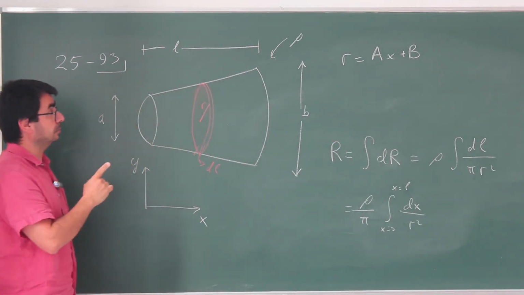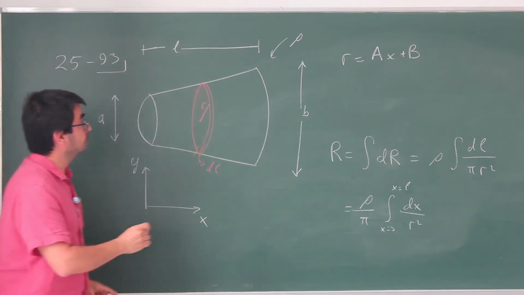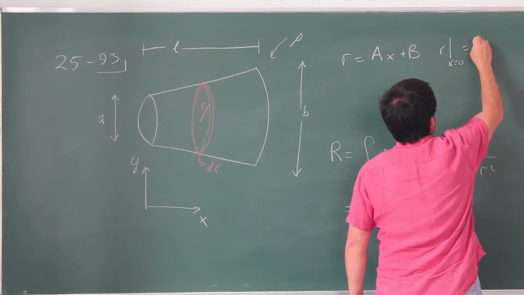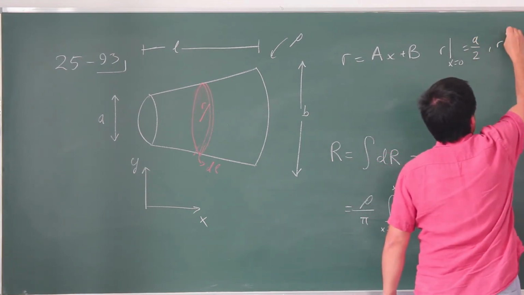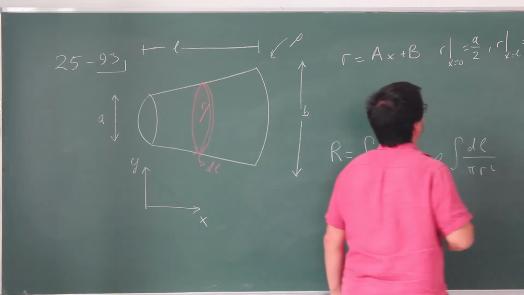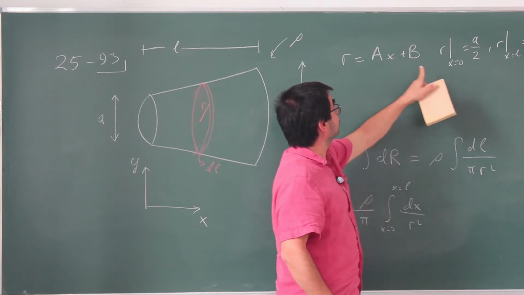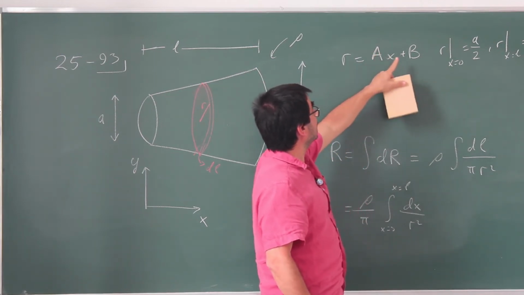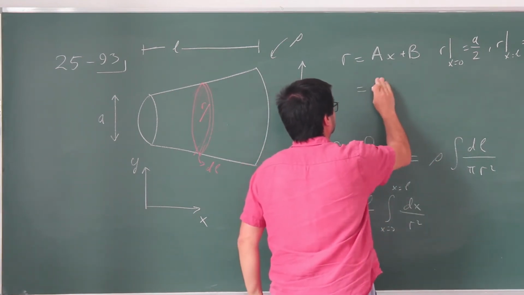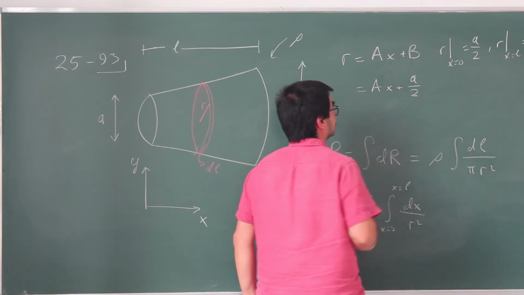at x equals 0, the r is a over 2. So r at x equals 0 is a over 2. And likewise, r at x equals L is b over 2. Okay? Now this condition, that r at x equals 0, can easily be exploited. So if x is equal to 0, this term drops out. This capital B must be a over 2. So this is a times x plus a over 2.